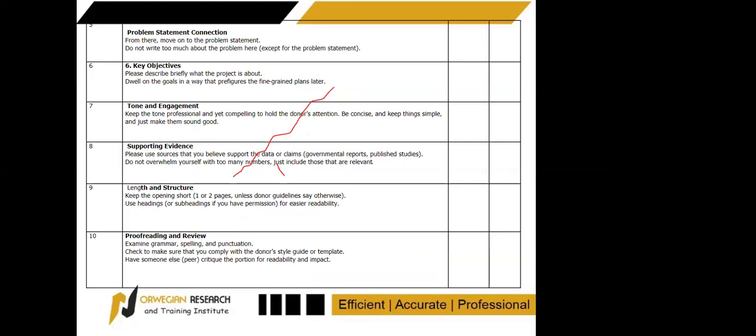Problem statement. Now it's our time to figure out a brief story of the problem statement. Move to the problem statement. Do not write too much about the problem statement because we have a section on this one, but briefly describe the problem, okay? And then specify the key objectives that you want to achieve with this particular program. Briefly, just dwell on the goals in a way that is more refined.